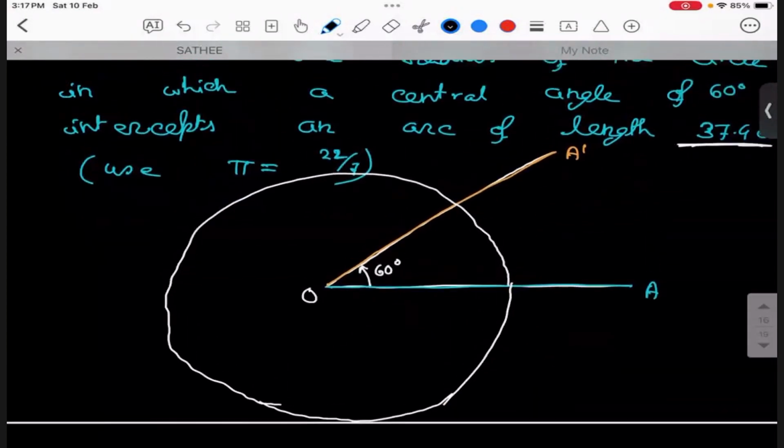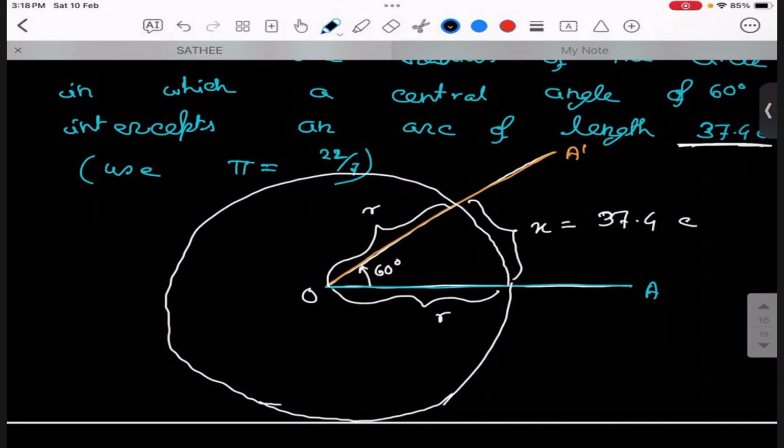So what is the radius? This should be radius. And similarly, this should be radius. And this is our arc length, and this is given by 37.4 centimeter. Now what we need to find? We need to find this R.